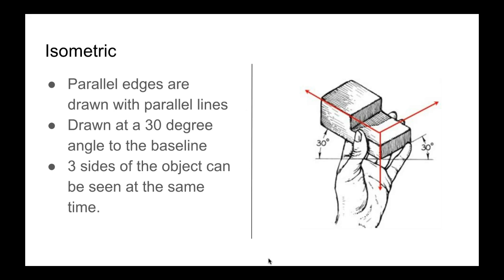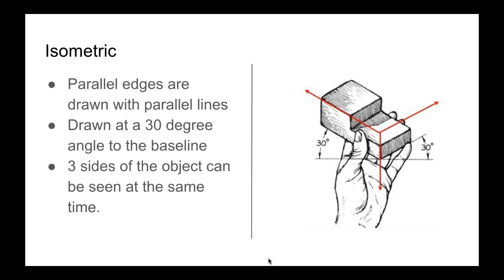The drawing is done at a 30-degree angle from the baseline. At the point at the bottom, it angles up, and you see how it's labeled with the 30-degree markers there. We're going to have some special graph paper that will help us with that. And then you can also see in your isometric 3 sides all at the same time. You can see the top, the front, and the right side view in an isometric drawing.